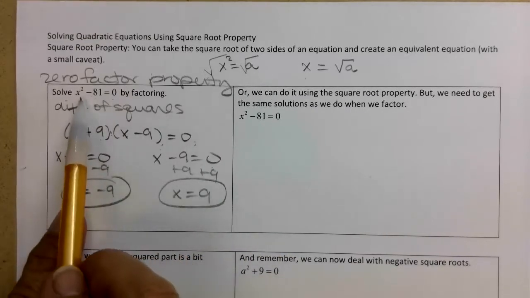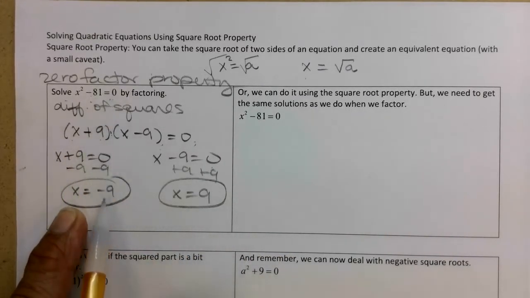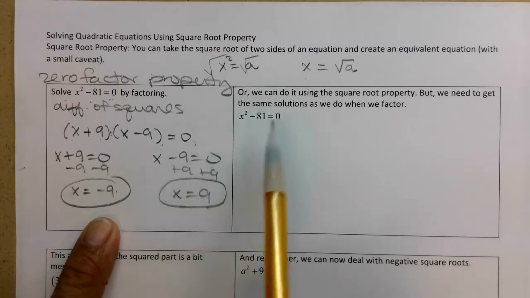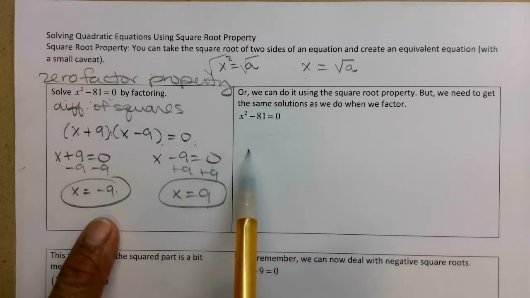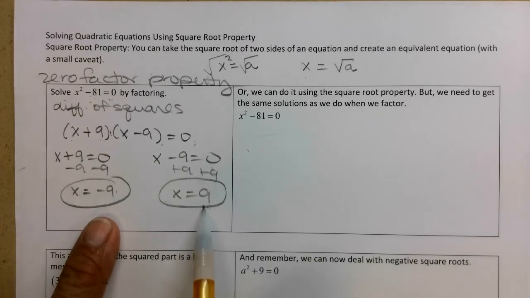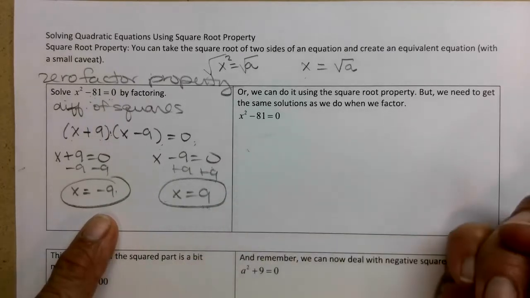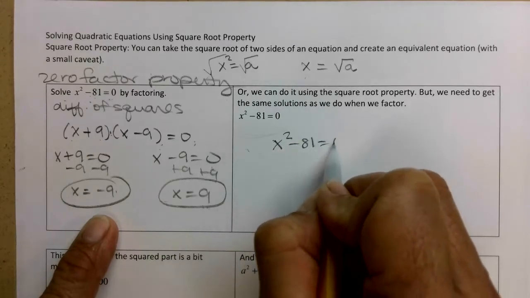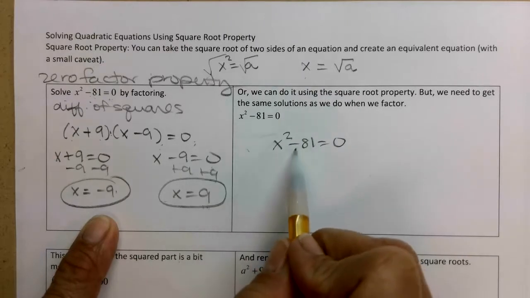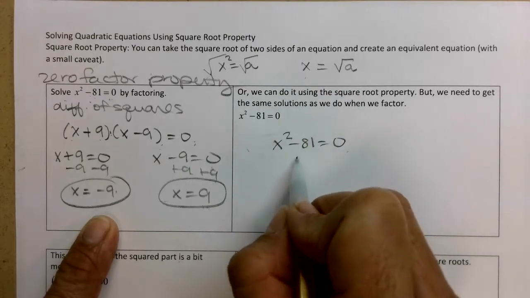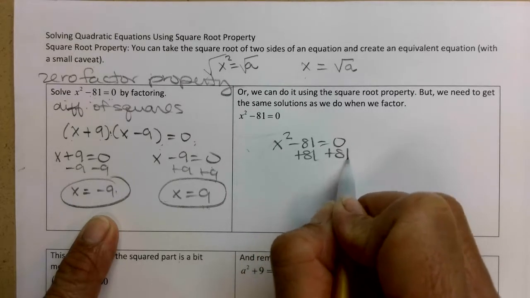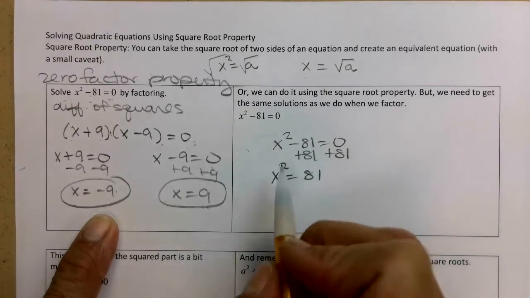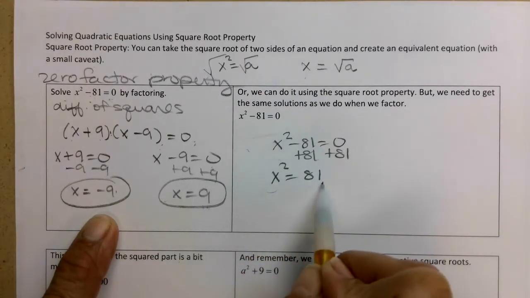So notice, x squared minus 81 equals 0 has two solutions, negative 9 and positive 9. If we want to solve the same equation using the square root property, I need to get those same solutions, and this is going to show us our caveat. I have x squared minus 81 equals 0. I add the 81 to both sides, so now I have x squared equals 81, which is great, because now I have something squared equals just a number.